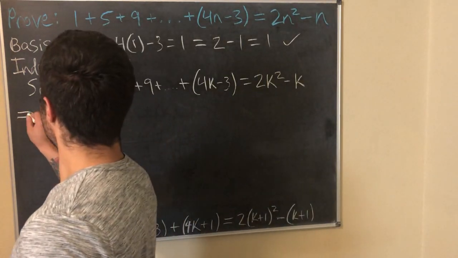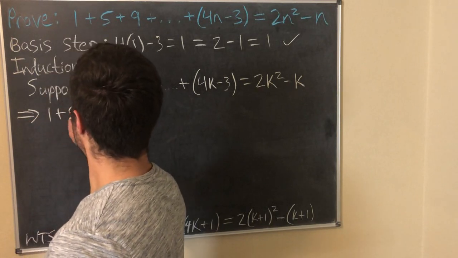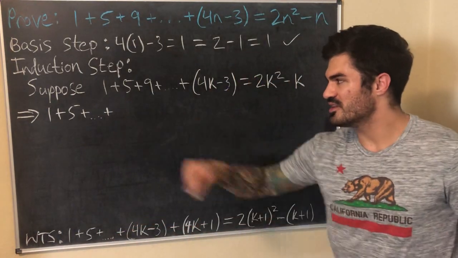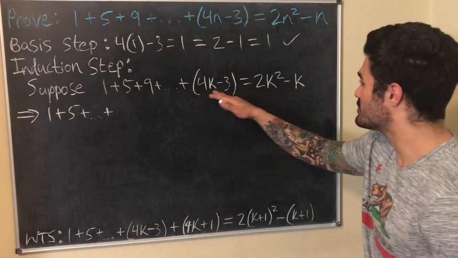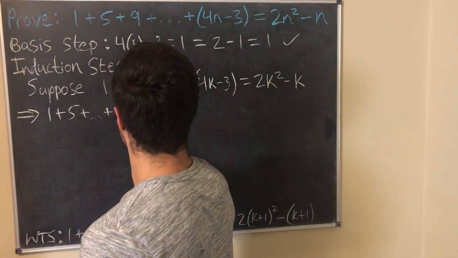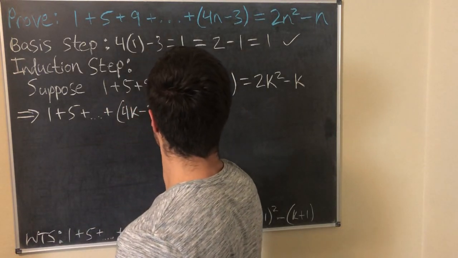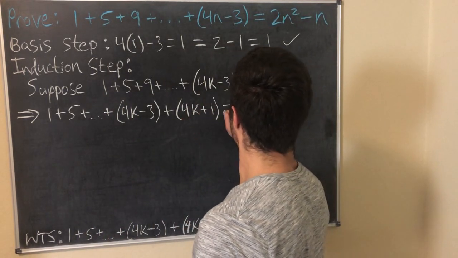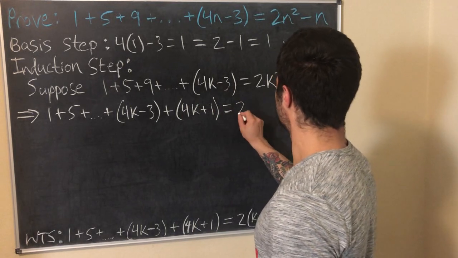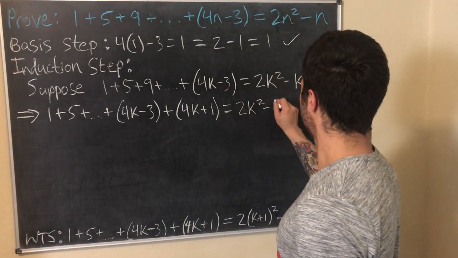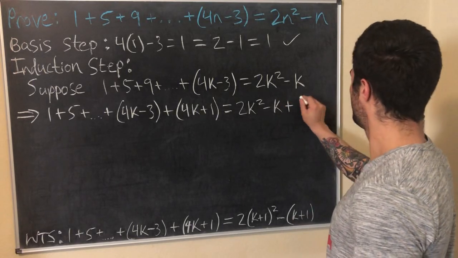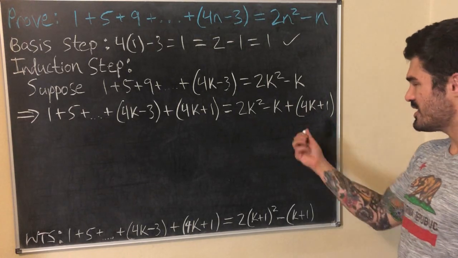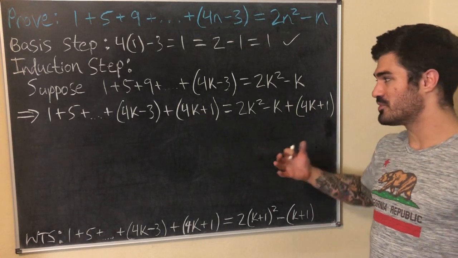So I'm going to draw this little arrow here. 1 plus 5 plus, I am going to delete the 9 again just because we don't really need it. It's in those dot, dot, dots somewhere. This pattern continues up to 4k minus 3. And then we're going to add 4k plus 1. And we've got to do that to both sides. So 2k squared minus k plus 4k plus 1. So now we can get rid of the parentheses, we can start combining, we can start doing all that.